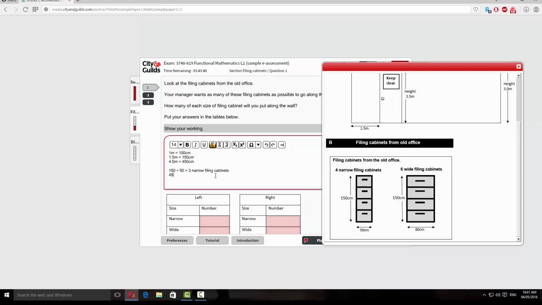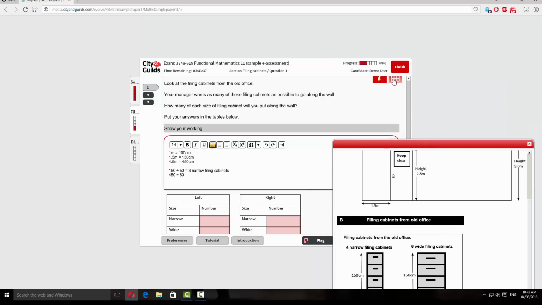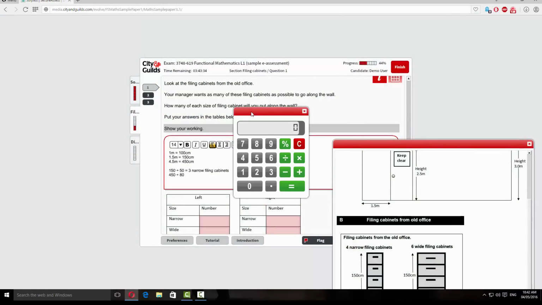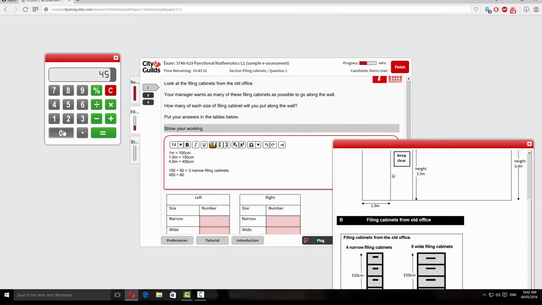Next bit of space that's left is the 450 centimetres. It's a little bit more complicated. However, I know I've got those 80 centimetre filing cabinets. So what I'm going to do is take the 450 and divide it by 80, and that'll tell me how many wide filing cabinets will fit into that space. So if I take 450 and divide it by 80, it gives me 5.625. There you go. Now, I can't fit 0.625 of a filing cabinet in, and we're not about to start cutting them into pieces. So basically, the 5.625 is important, but it's the 5 that I'm interested in, the whole number. So I can fit 5 complete wide filing cabinets into that space.